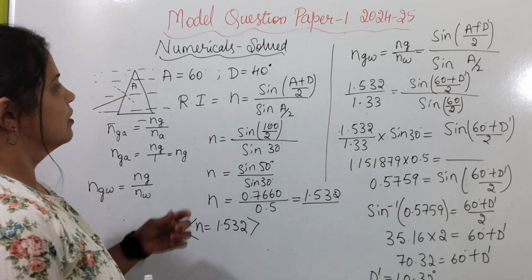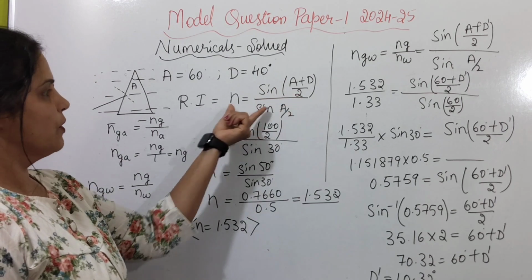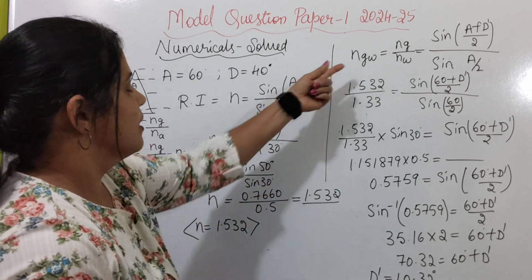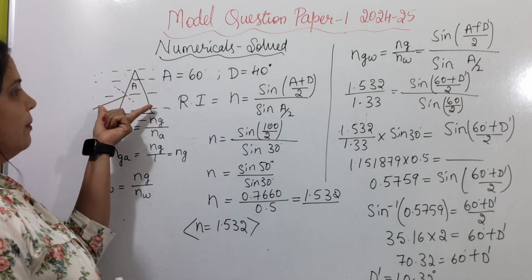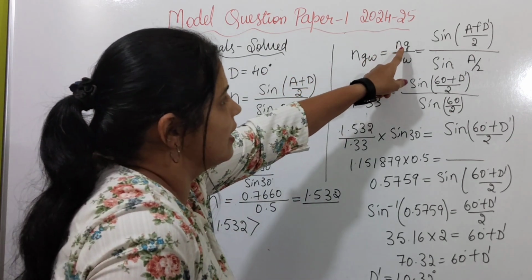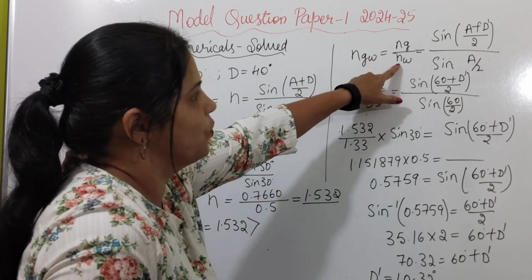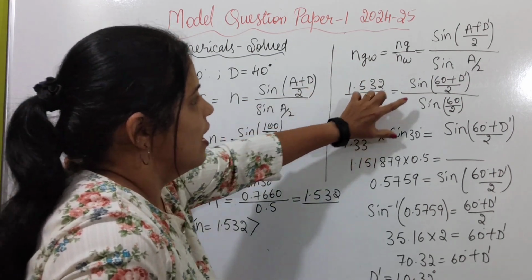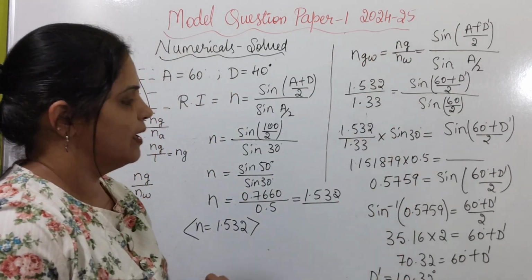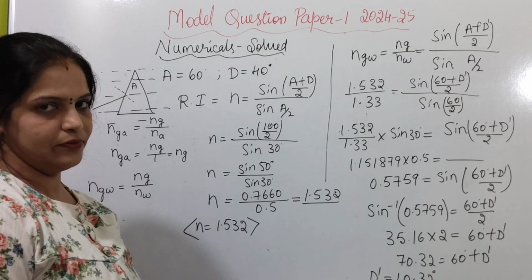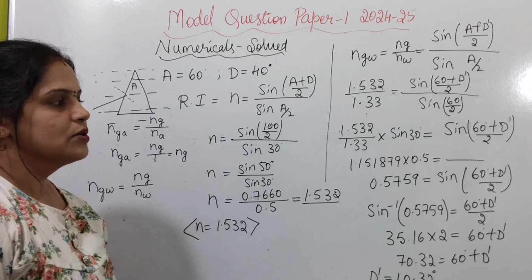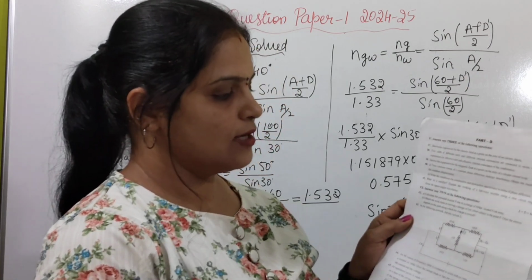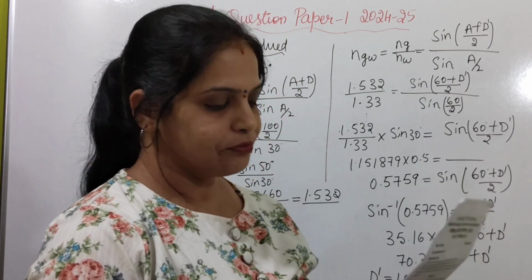So applying the prism formula, we can calculate refractive index. And here if I replace this air by water medium, then how to write refractive index of glass with respect to water? So refractive index changes, and this is a way of calculating minimum deviation. Is it clear? So like this, I have solved all 4 questions of model paper 1.